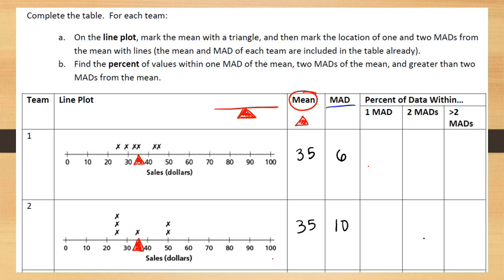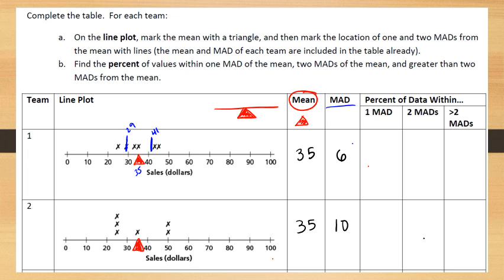So in this first case, the MAD is 6. And so if I go 6 above the mean, the mean was 35, 6 above the mean would be 35 plus 6. That would be 41. So I'm going to mark a line here showing 1 MAD above. I'm also going to mark 1 MAD below. So 35 minus 6 would give me 29. And I actually have a data value that goes to 29, so it's going to go right through that data value. And so again, this marks at 41 and 29.